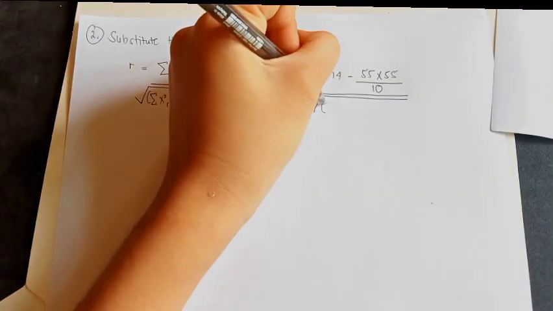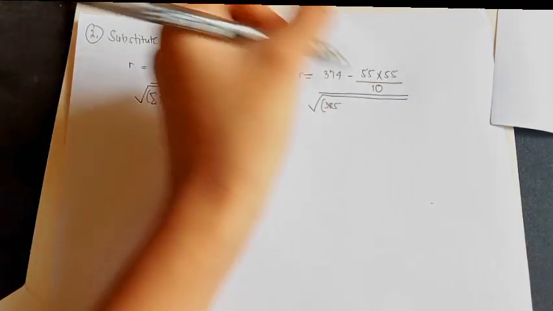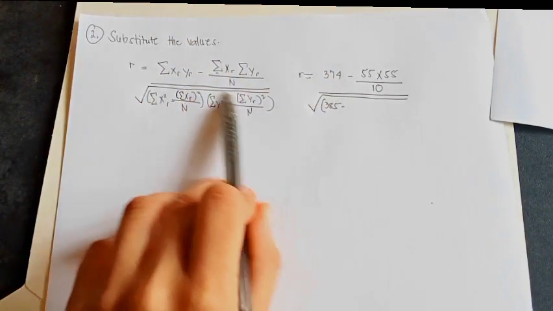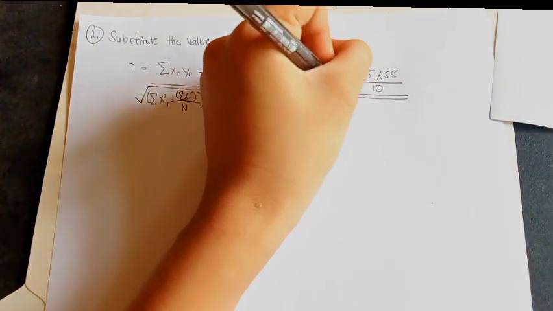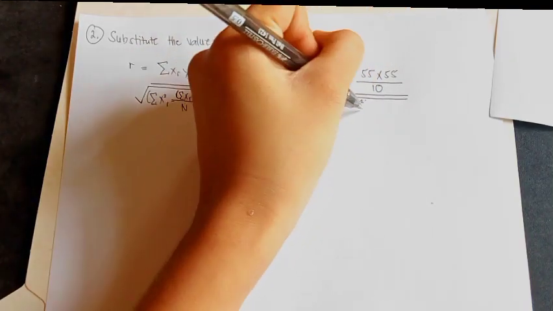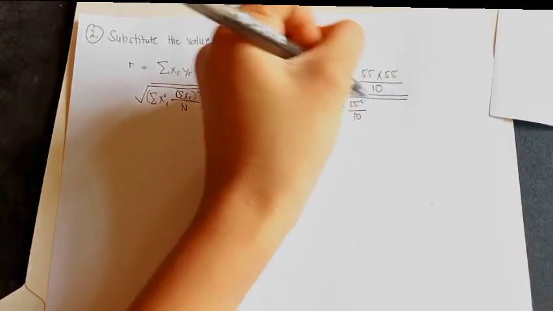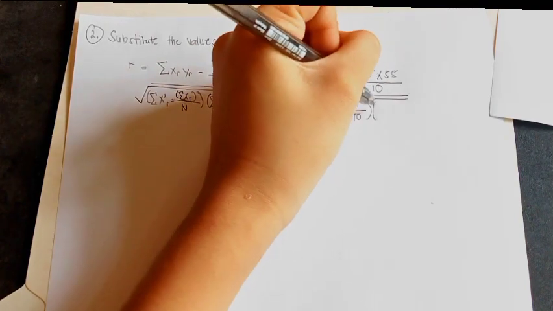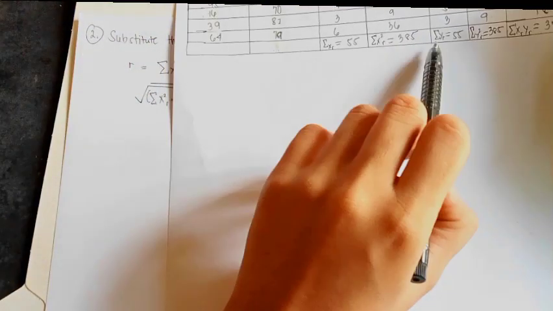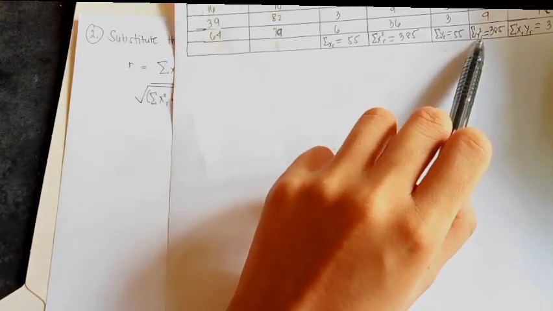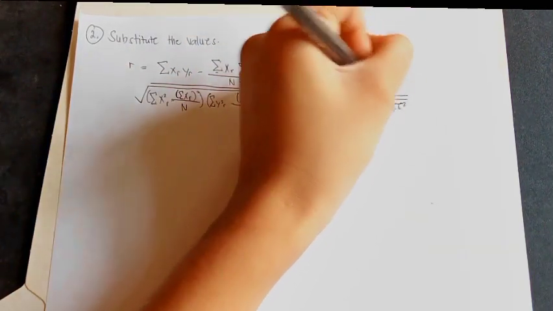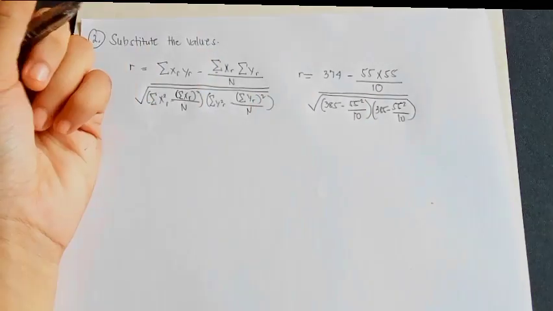385. So let's write down 385 minus summation of xr, which is 55. So 55 squared over n. So it should be 10. And summation of y squared r is equal to 385 again, minus 55 squared over 10.